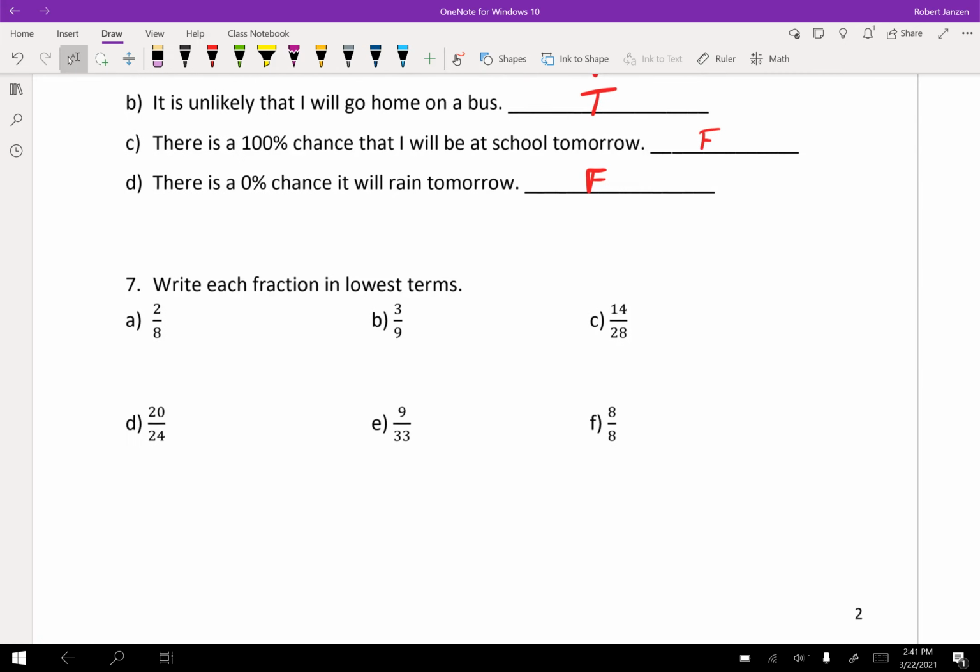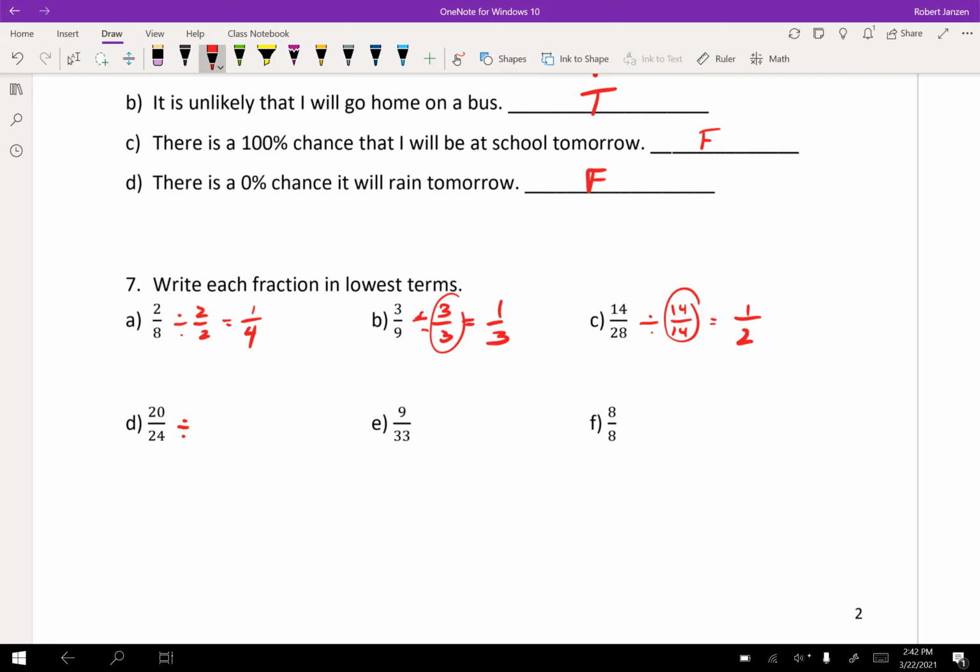Okay, write each fraction in lowest terms. Alright, I'm going to divide by 2/2, so this is 1/4. I'm going to divide by 3/3. So this is 1/3. I'm going to divide this one by 14/14. So that's 1/2. Notice these are always going to add up to 1, because otherwise I've changed the fraction. They have to add up to 1.